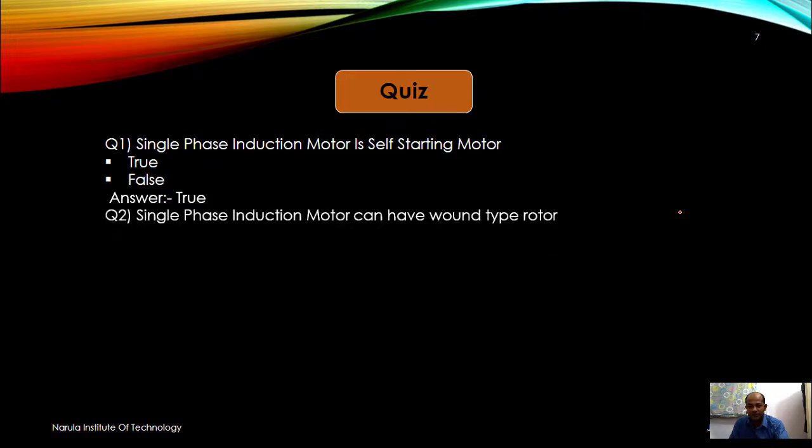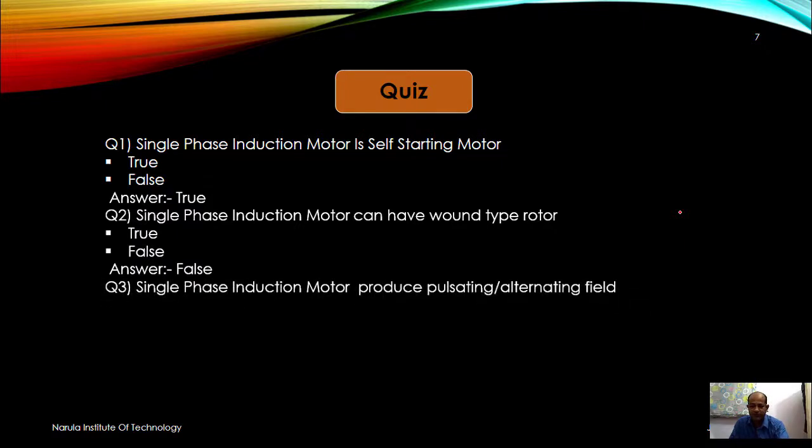And the second question is, single phase induction motor can have wound type rotor, that is slip ring rotor, which we have seen in case of 3-phase induction motor. So again you have to select between true and false. So the right answer is false, because single phase induction motor has only squirrel cage type of rotor.